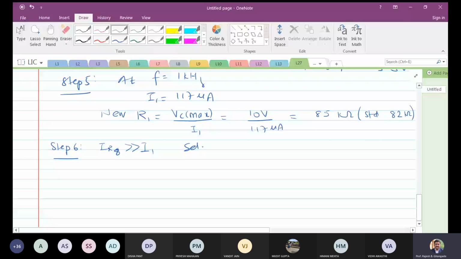So I can use IR10 as 100 microamperes because the IB max is about 500 nanoamperes. So IR10 is very much greater than that. So now I can calculate R10 as VB minimum divided by IR10.